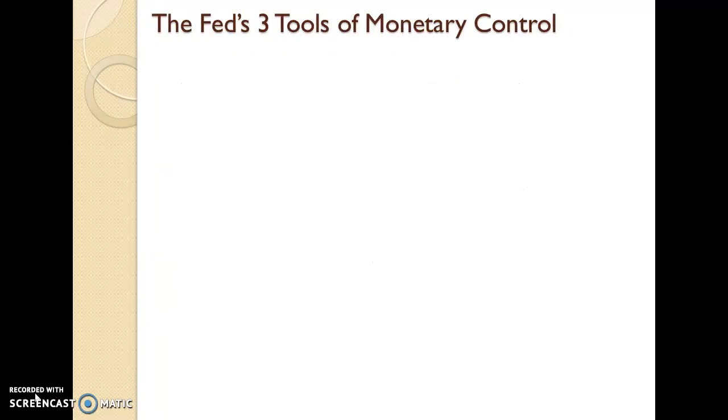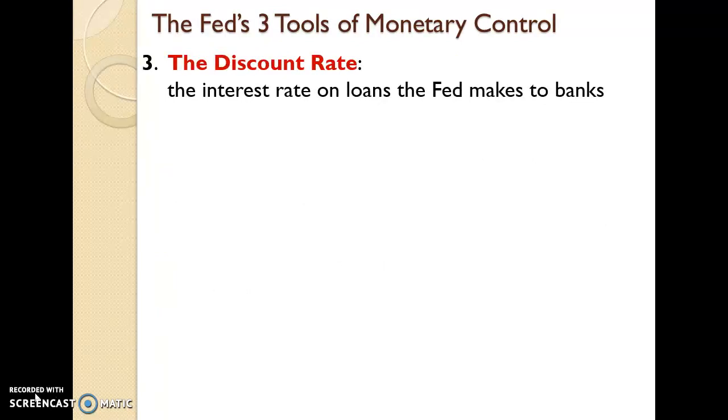The third tool that the Fed can use is known as the discount rate. This is an interest rate, but it is an interest rate on loans made to banks. So just like an individual goes to a bank and gets a loan for a car, for a home, or for whatever, whenever you get a loan, the fee for that loan is the interest rate that you have to pay back on top of the loan. So it works the same way with the Federal Reserve and member banks.